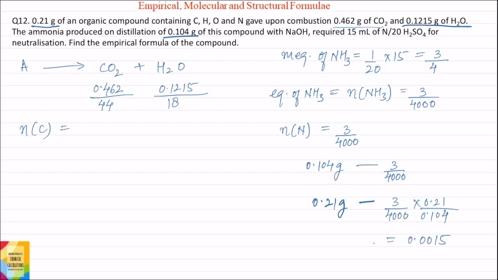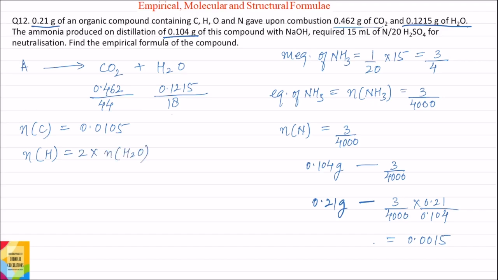अब 1 मोल ऑफ कार्बन डाइऑक्साइड कंटेन्स 1 मोल ऑफ कार्बन, तो मोल्स ऑफ कार्बन इन A विल बी इक्वल टू मोल्स ऑफ कार्बन डाइऑक्साइड. तो मोल्स ऑफ कार्बन डाइऑक्साइड कितना गिवन है? इट इज गिवन एज 0.462 डिवाइडेड बाय 44 विच इज इक्वल टू 0.0105 मोल्स.